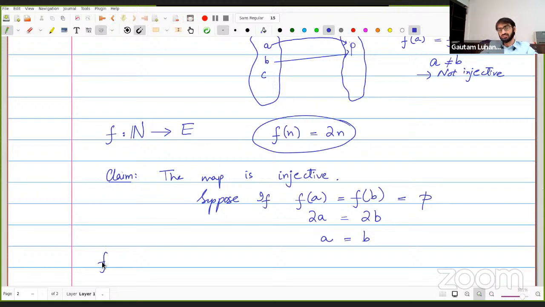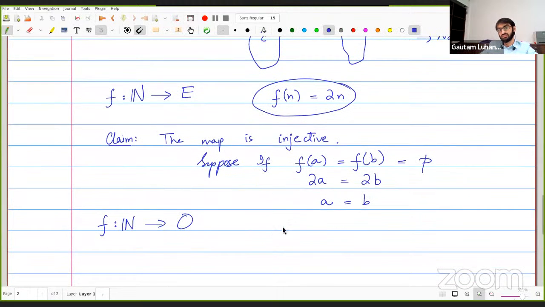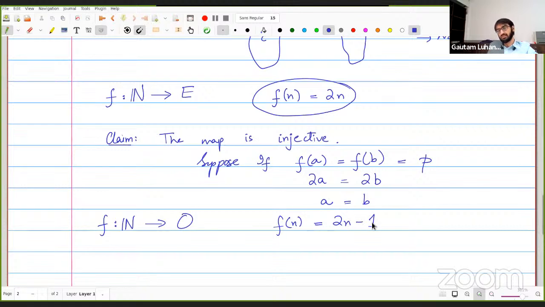Can we do it for this mapping that we had for the set of natural numbers to the set of odd numbers? The mapping that we had was f of n equals 2n minus 1. Can we do the same kind of proof for that?